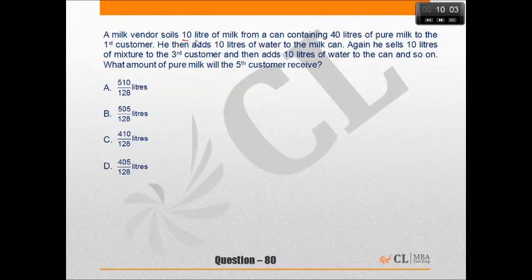A milkman sells 10 liters of milk from a can containing 40 liters of pure milk to the first customer, then adds 10 liters of water to the milk can, again sells 10 liters of the mixture, and again adds 10 liters, and so on and so forth. How much pure milk does the fifth customer receive? Every time he's taking away 10 liters out of 40, so 3/4 is what is left. So the first customer gets 100% milk, the second customer gets 100% into 3/4, 75%.